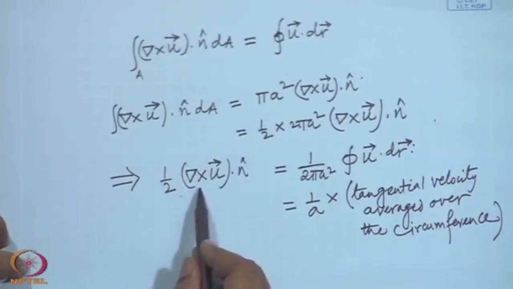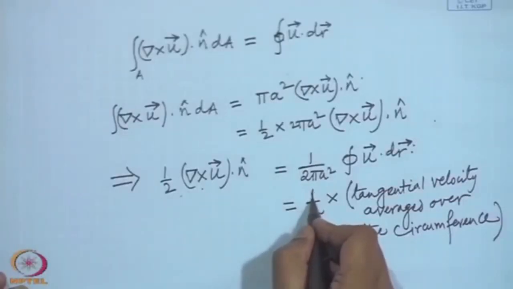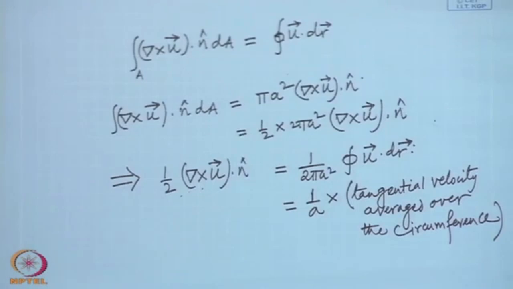And you see this half of omega, that is the angular velocity we defined earlier. The angular velocity here will be interpreted in this sense. Instead of your conventional angular velocity, the angular velocity here will be interpreted as the tangential velocity averaged over the circumference, divided by the distance. So, that is the meaning of the angular velocity in this context.